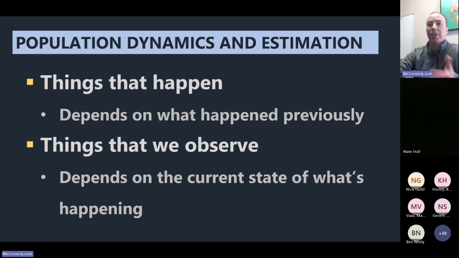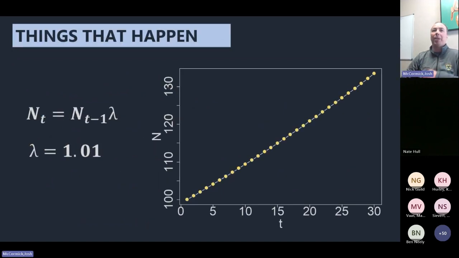With both of them, there are certain parameters that govern both what happens to the population and the things that we observe about the population. For things that happen to a population, this figure on the right shows a hypothetical population. On the x-axis is time t, and on the y-axis is abundance. There's some equation that we can use to model that population. And this is a pretty simple one.